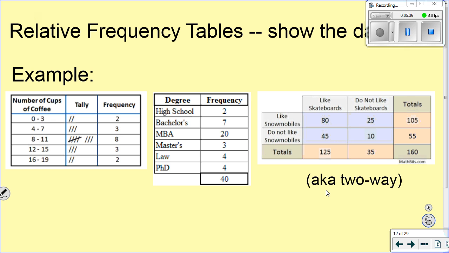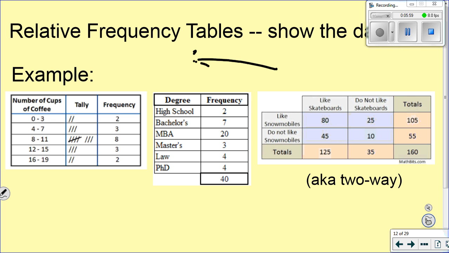All right, so here are some examples. These are relative frequency tables. When we put our information in a table, that helps us to put it in another form, like a bar graph or a circle graph. On the far left here, we have number of cups of coffee, 0 to 3 cups of coffee, 2 people. Frequency, you're going to see that word often.